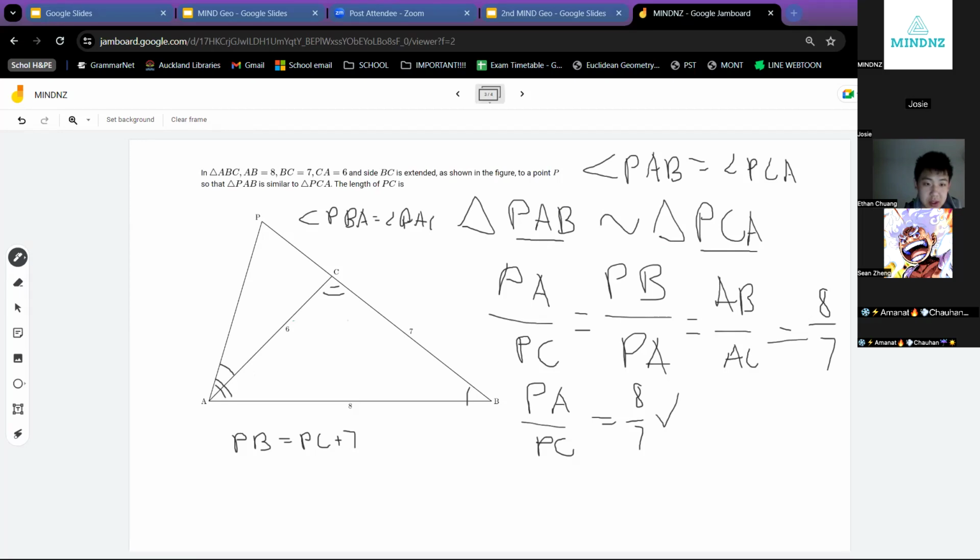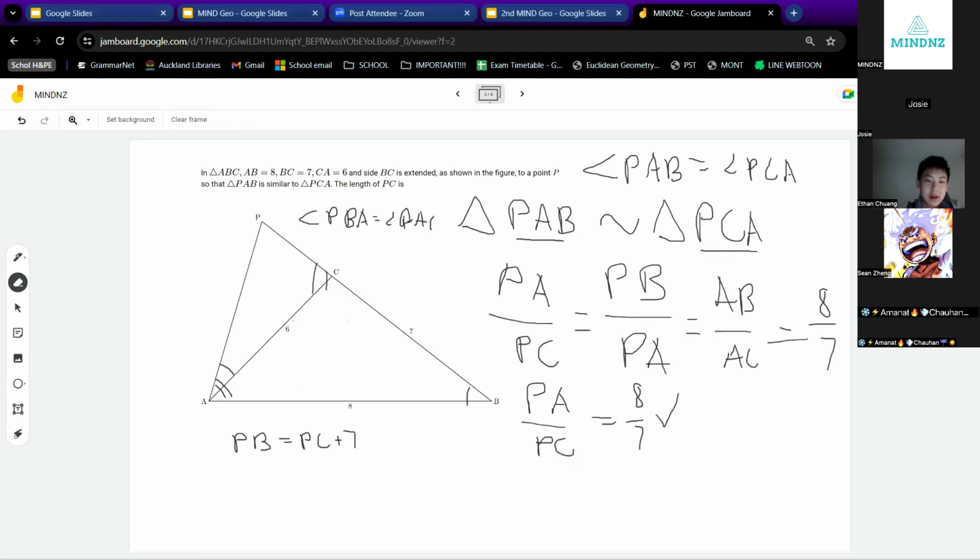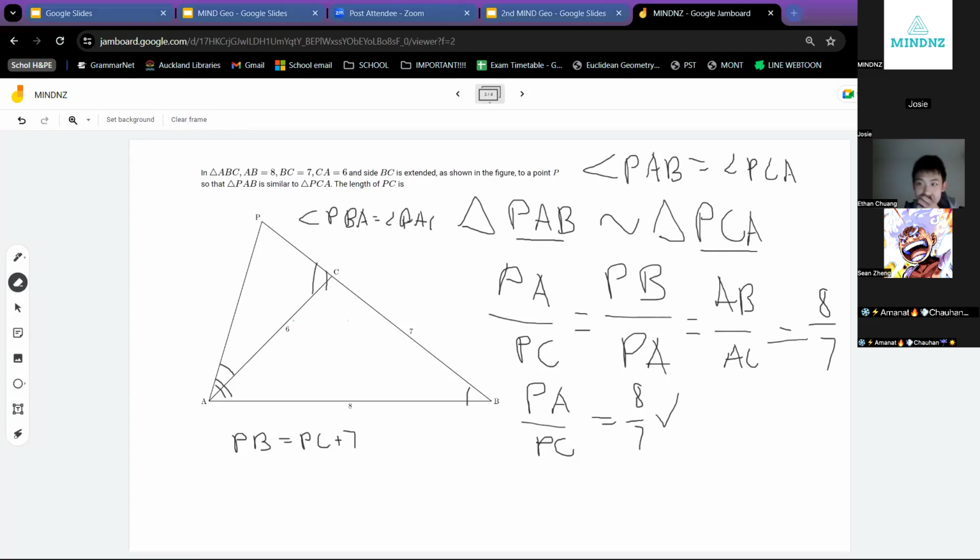PAB equals PCA. Oh, whoops. I did the wrong angle. It's this one. Okay, it didn't actually matter because we were only working with ratios, but that's my bad. I'm sorry.